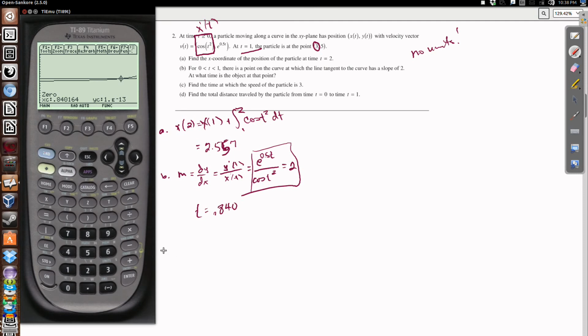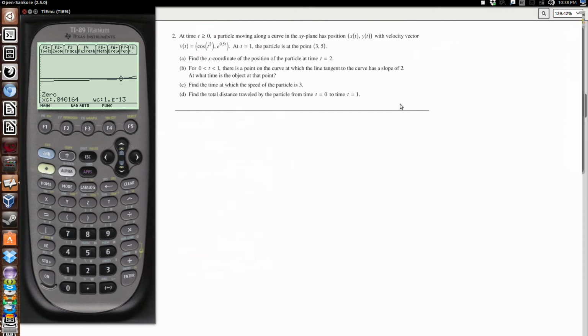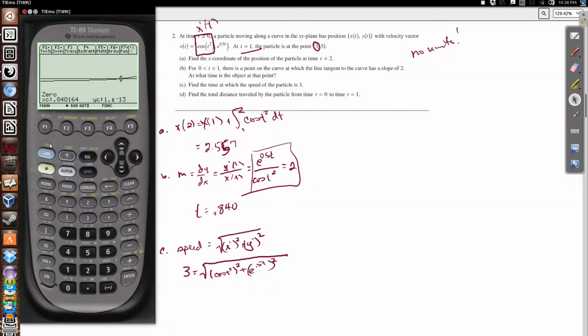For part C, they wanted to find the time at which the speed of the particle is 3. So remember that speed is equal to the square root of x prime squared plus y prime squared. So when I'm looking for the speed and I want to know when it's equal to 3, I'm going to be solving the equation where I've got cosine of t squared plus e to the 0.5t squared. So I'm going to go back to the exact same graphing situation just to find that solution. So we're going to type in our equation again.